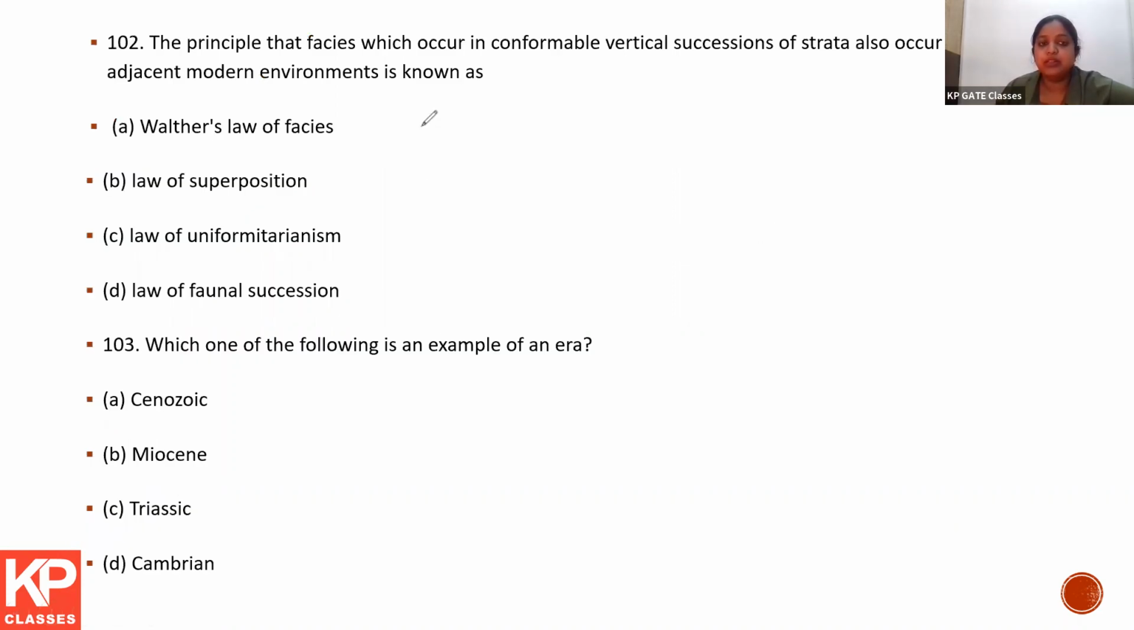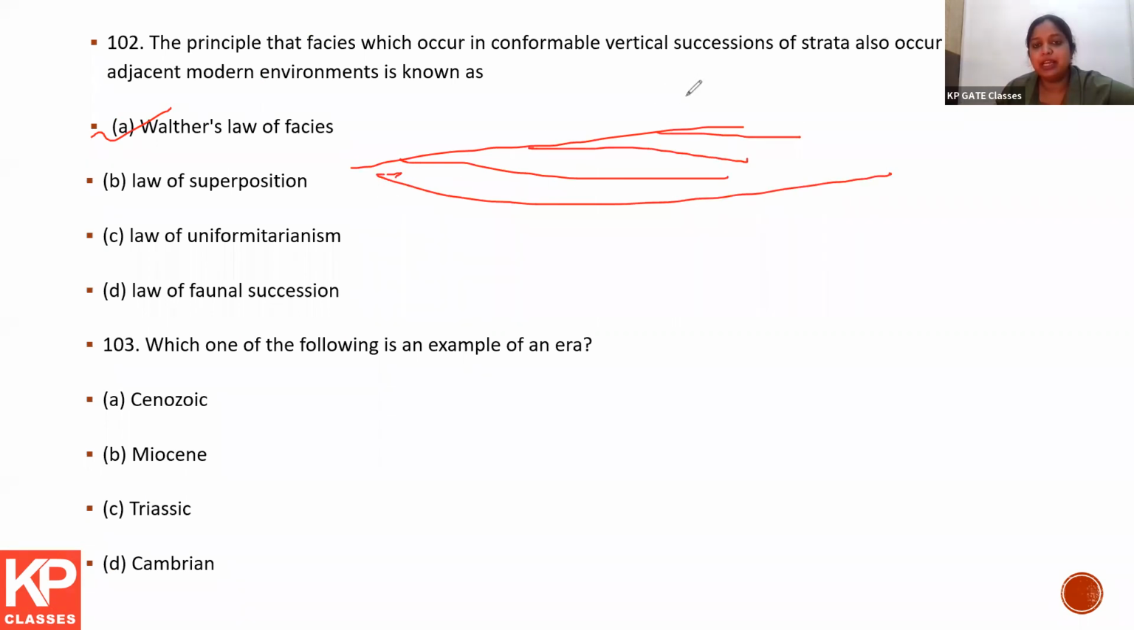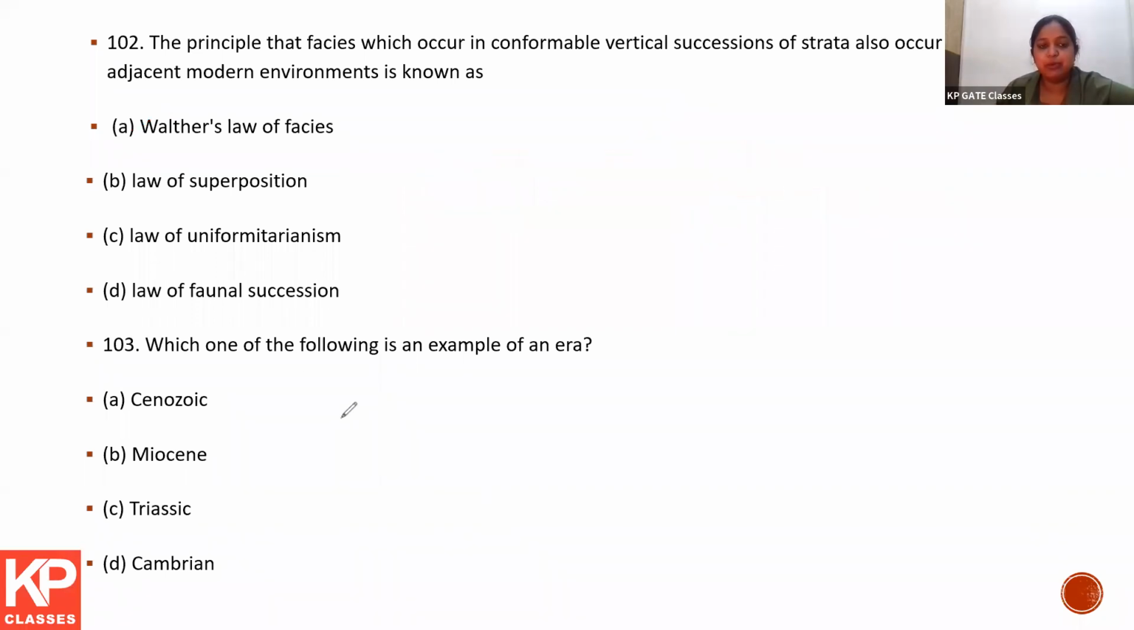Next one, the principle that facies which occur in conformable vertical successions of strata also occur in laterally adjacent modern environments is known as Walther's law. Direct question about the definition of Walther's law itself. Whatever horizontal variations are happening, we'll get that succession in the vertical succession. Okay, then the next one, which one of the following is an example of an era? Cenozoic. Question from geological time scale.